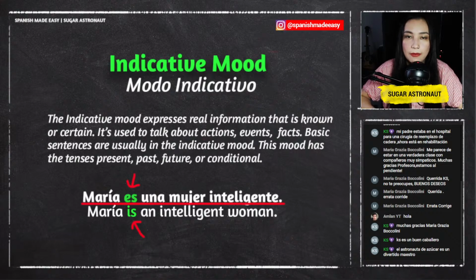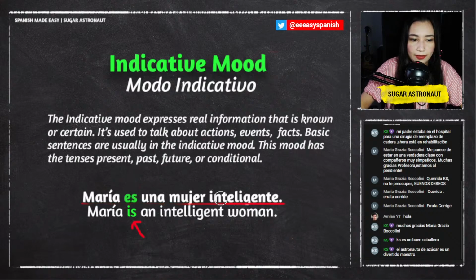María es una mujer inteligente. So we are just saying something straightforward, real information, and it's clear that María is intelligent, okay? So that's how the indicative mood is. So this is very simple. Once again, it's used for basic sentences in Spanish. María es una mujer inteligente. And remember that we can use the tenses present, perfect, future, and conditional, okay? So that is very easy. This mood is very, very easy.